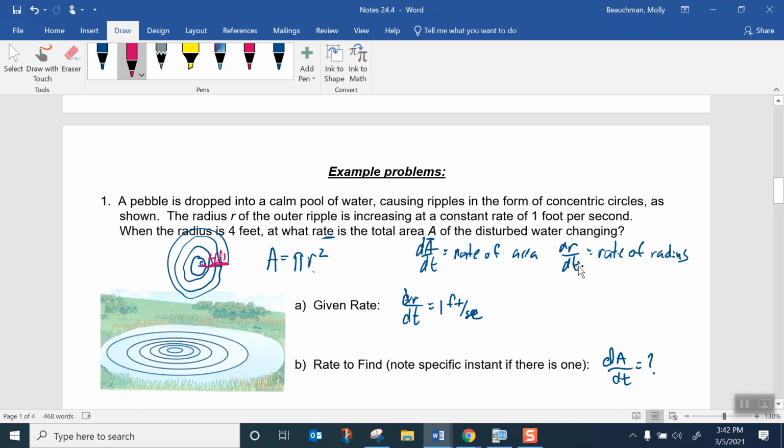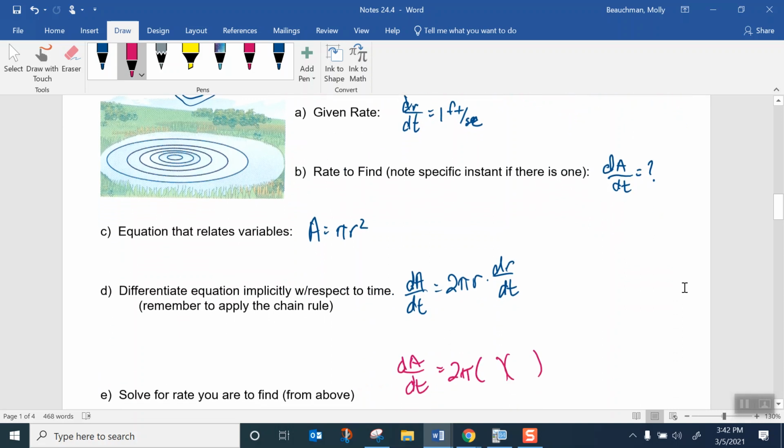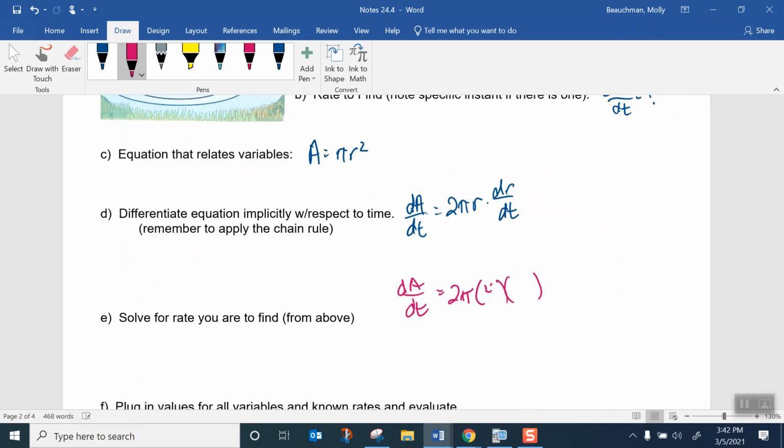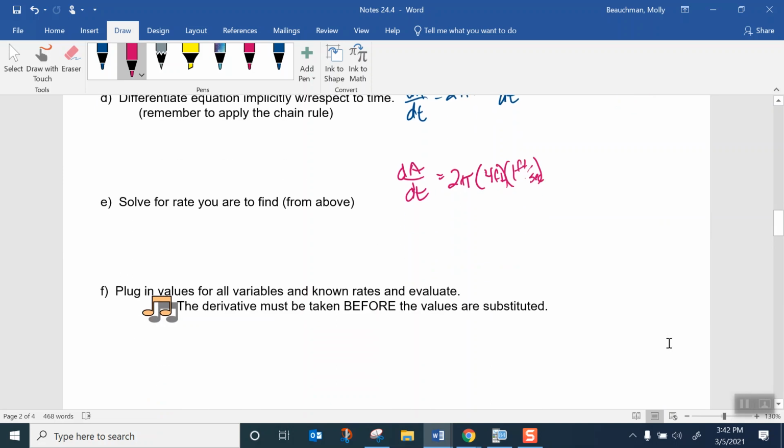So we substitute our radius is equal to 4, and dr dt is 1 foot per second. And I'll label the radius is 4 feet. Now we can go ahead and solve the problem. So we have 2 times pi times 4 times 1.